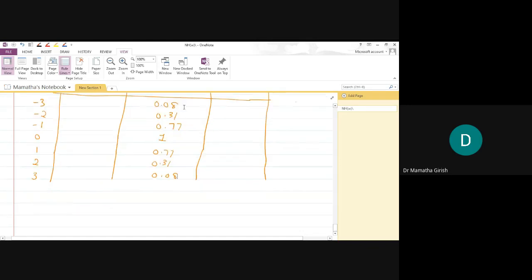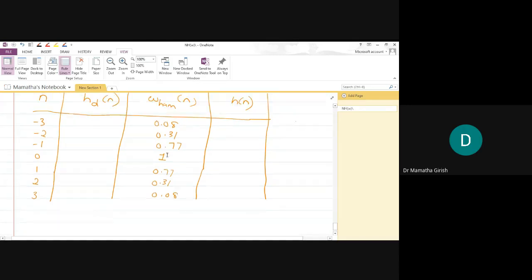But the point to be observed here, from the above table, is that the Hamming function for the given window is symmetric with respect to n equal to 0, isn't it? At n equal to 0 is the mid value. With respect to this mid value, the windowing function is symmetric, because the value at +1 is equal to -1, the value at +2 is equal to -2, the value at +3 is equal to -3. The values are symmetric with respect to n equal to 0.